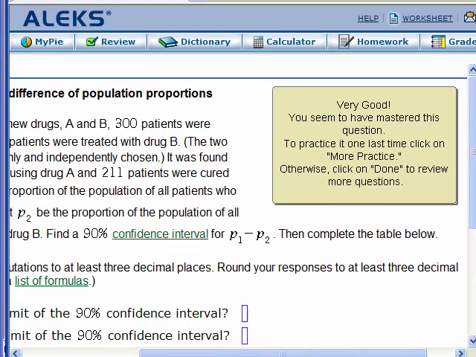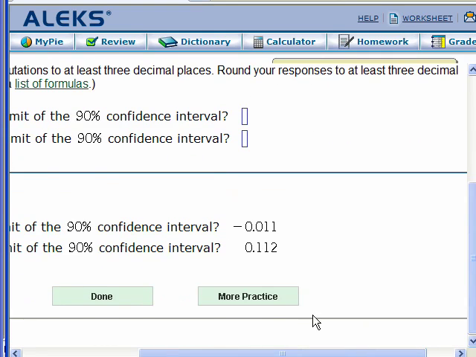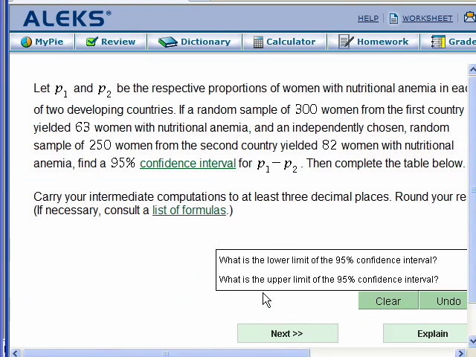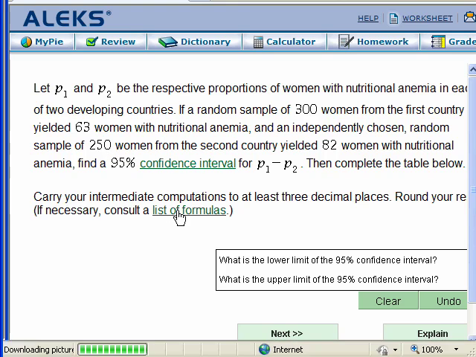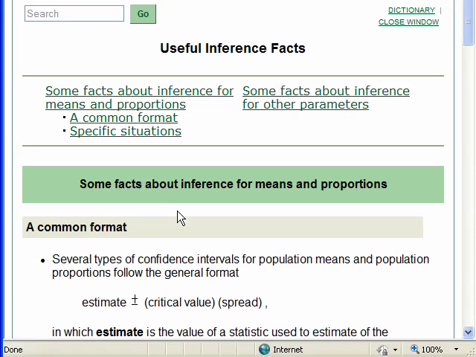Yippee, don't you just love that? So let's just do one more. Here we have a 95% confidence interval, and we have a random sample of 300 women from the first country. That 63 had nutritional anemia, and then 82 out of 250 had nutritional anemia. So let's go ahead and go to list of formulas so we can compute the spread, store it, and then we can go ahead and compute the confidence interval.